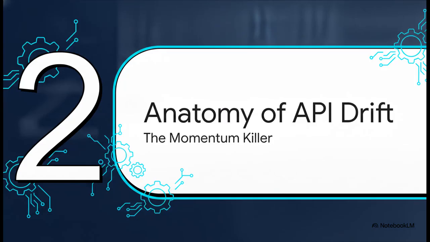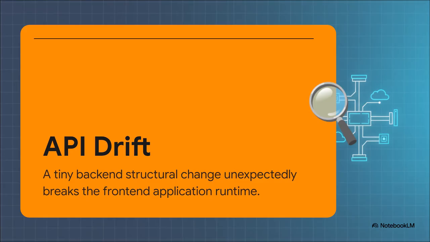Which brings us to Section 2, the anatomy of API drift, the ultimate momentum killer. That brittle 4-step coding loop we just talked about leads straight into our biggest, most expensive headache, API drift. Basically, API drift happens when a tiny, seemingly innocent structural change on the back end unexpectedly breaks the entire application runtime on the front end. It turns what should be basic interface synchronization into this constant, frustrating hunt for mismatched data types across your stack. You tweak one tiny Pydantic model attribute, and boom, your React component completely crashes. We've all been there, right?